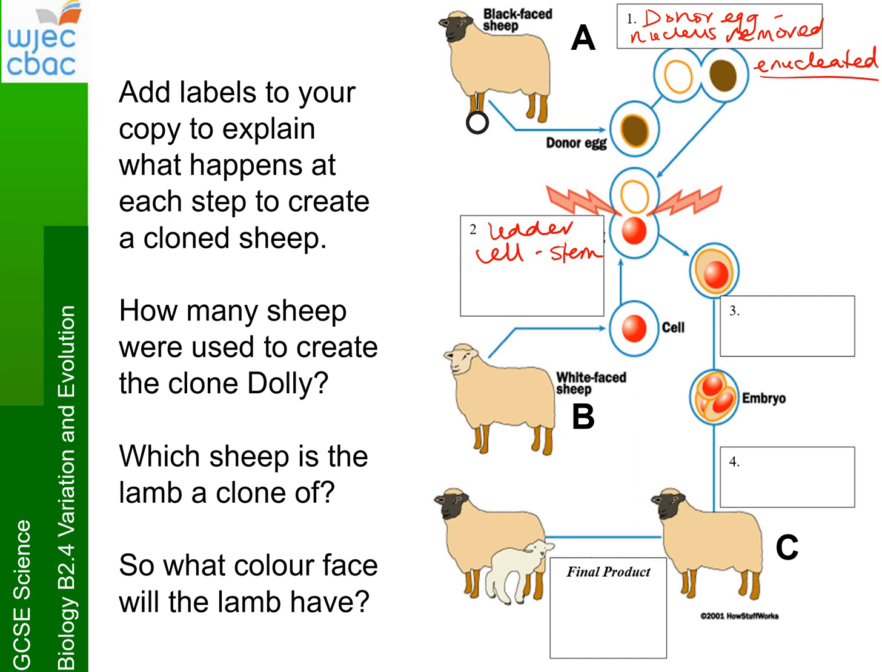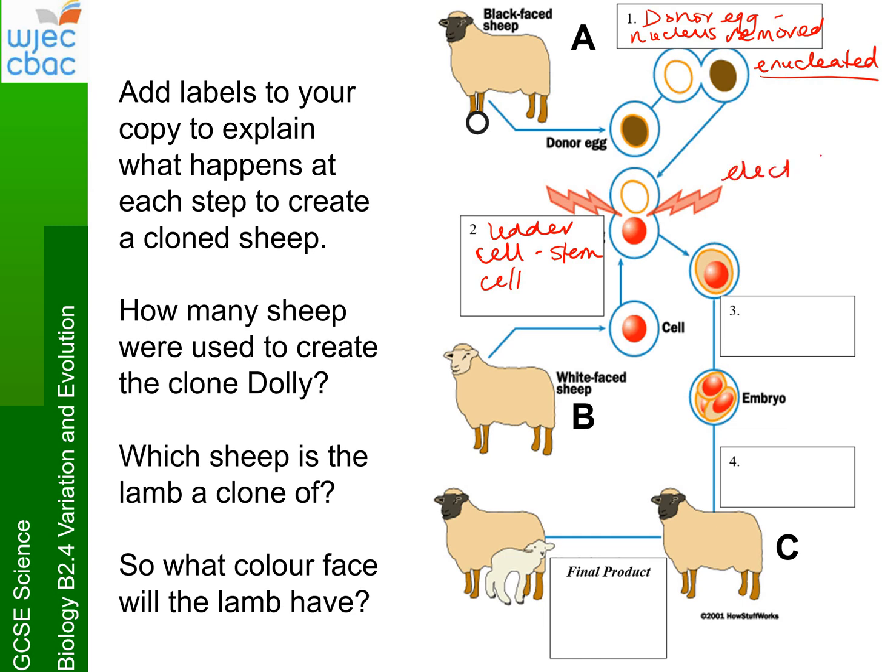Please don't worry about using that word. That would be A-level and beyond, okay? But totipotent just means a stem cell, in other words, a cell that can differentiate or specialise into any type of cell. So it's an unspecialised cell.